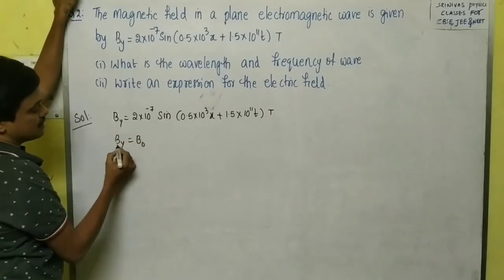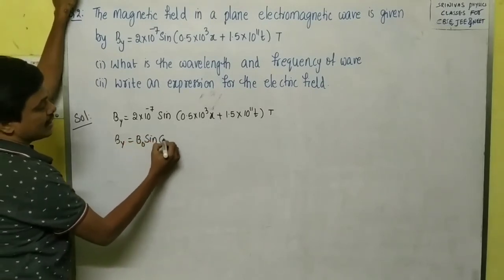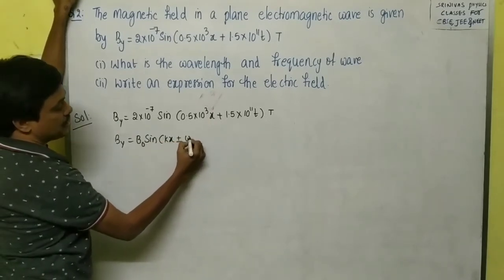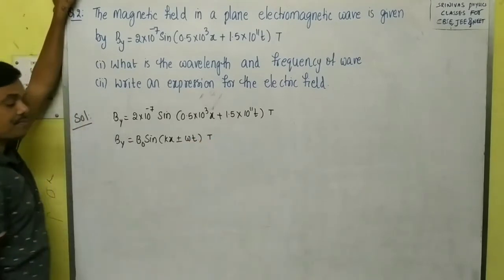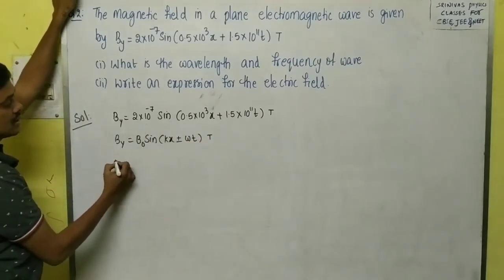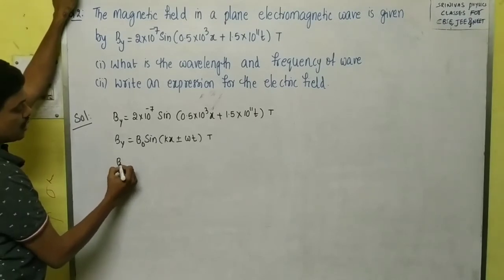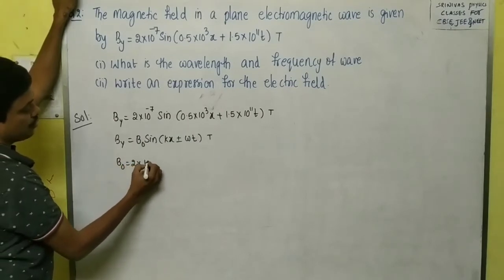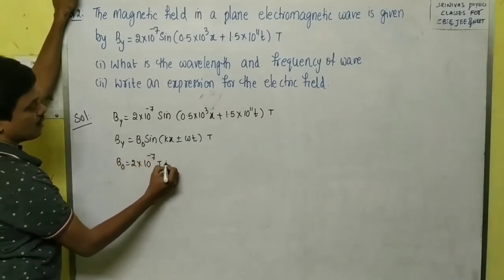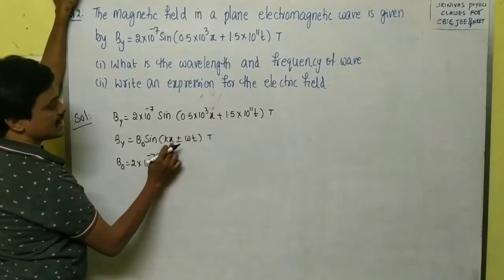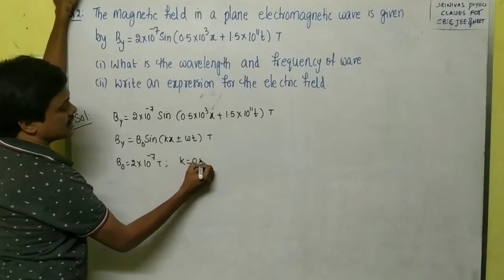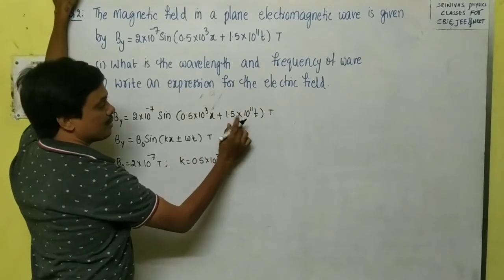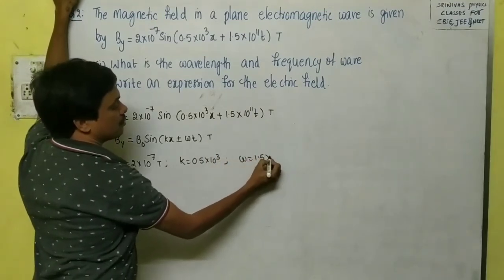The general equation of the magnetic field is By = B0 sin(kx ± ωt), in Tesla. When you compare these two equations, we get the B0 value as 2 × 10^-7 Tesla. This is the peak value of the field. In kx, the x multiplier k is the propagation constant, 0.5 × 10^3, and in ωt, the t multiplier ω is 1.5 × 10^11.